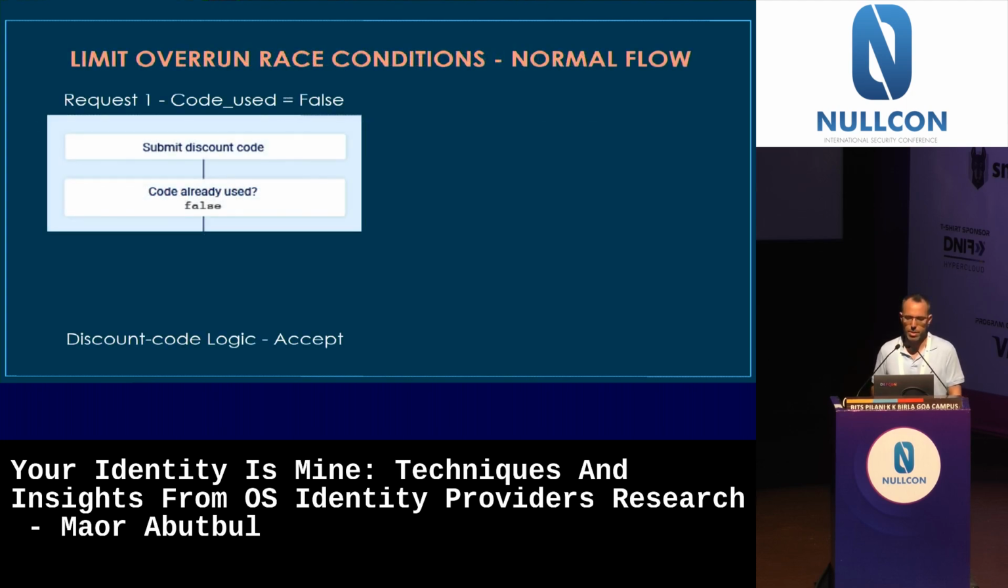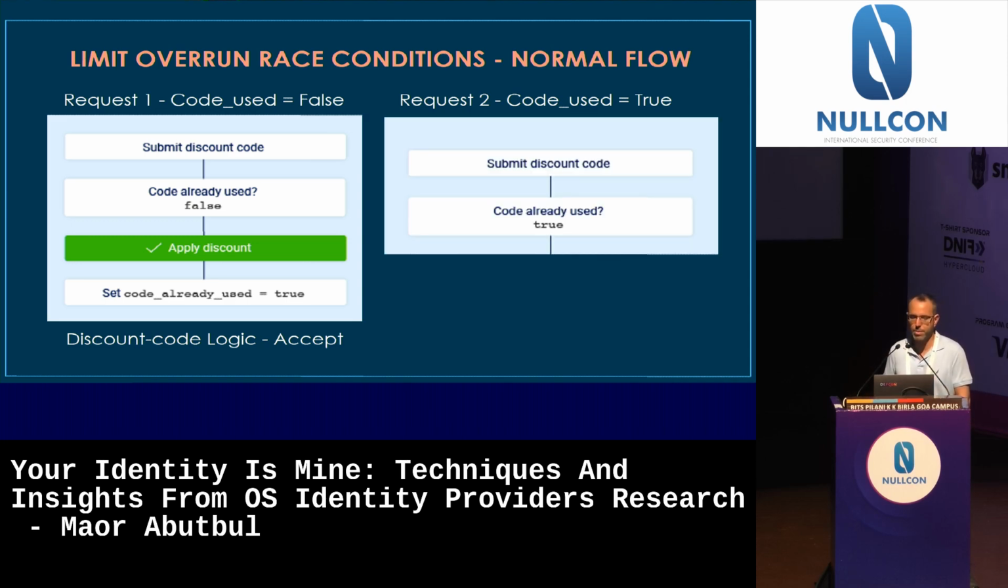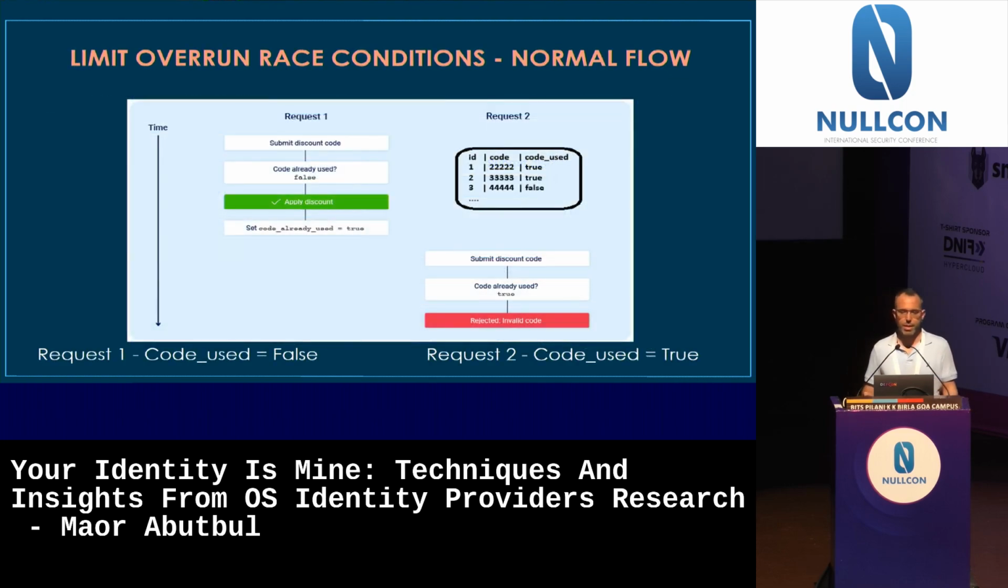Let's start with an example logic. This is our example logic. A request arrives with a discount code, the code is verified, and since it's not used yet, it will be accepted, and we will apply the discount. And we will set the variable to used. Then later, a second request arrives with the same discount code. This time, the code is verified, and since it's already used, it will be rejected and an error will be returned. From a timeline view, the first request arrives and is accepted, then the second request arrives and is rejected. This is the expected behavior.